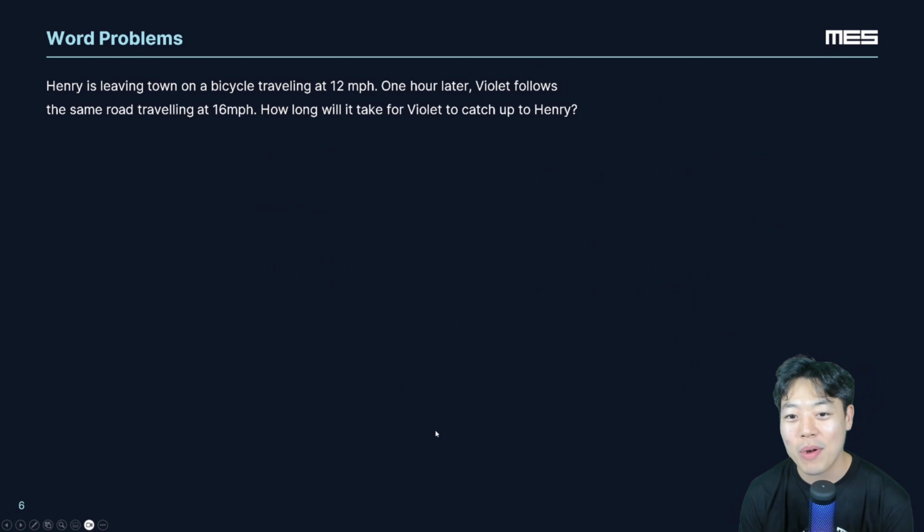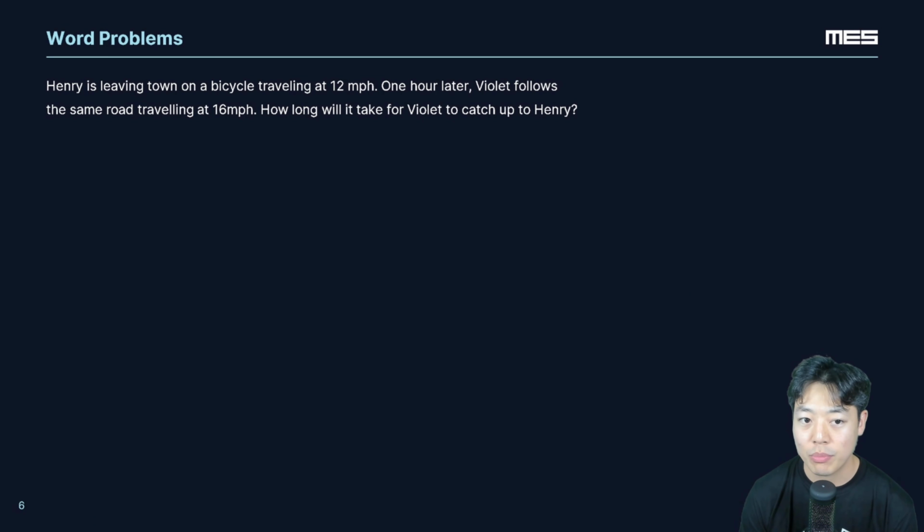Last but not least, word problems. This word problem is actually very, very simple. It's one that I even show in pre-algebra. However, getting it in equation form, I noticed that students find a very tough time with that. So that's why I chose this one.